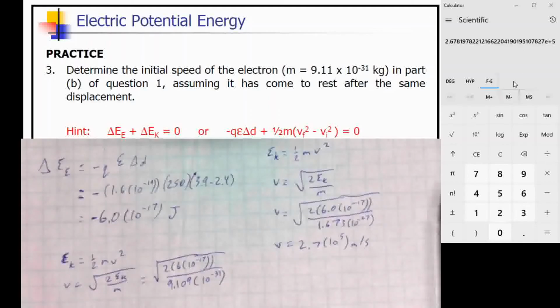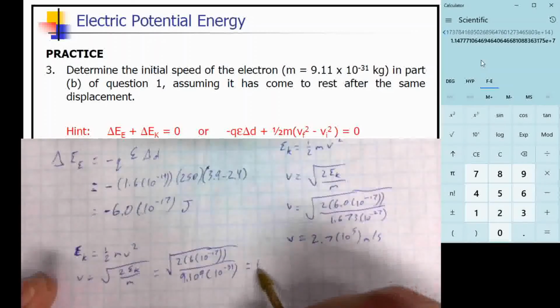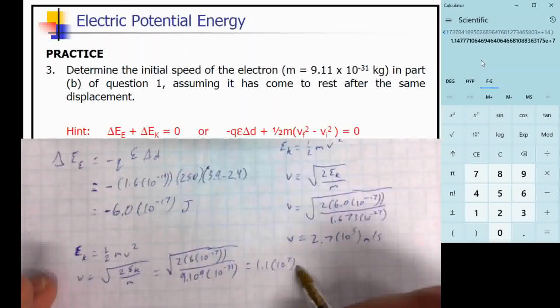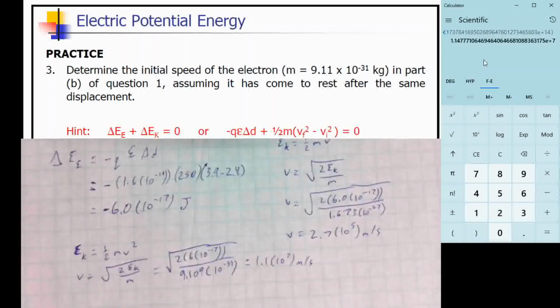So this works out to 2 times 6 times 10 to the negative 17, divided by 9.109 times 10 to the negative 31. I don't know if I did that properly, but this is the square root. It should be 1.1 times 10 to the 7 meters per second. So that was its initial speed, and it slowed down while it passed through that electric field.